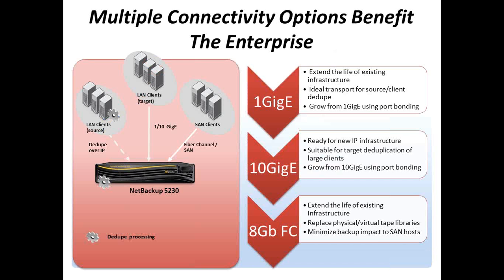Now you have multiple connectivity options here on the 5230, as you did on the 5220 as well. Gigabit Ethernet is supported, 10 gig is supported, and 8 gig fiber channel. And we can grow that through the use of port bonding for higher throughput with the gigabit and 10 gigabit Ethernet interfaces.